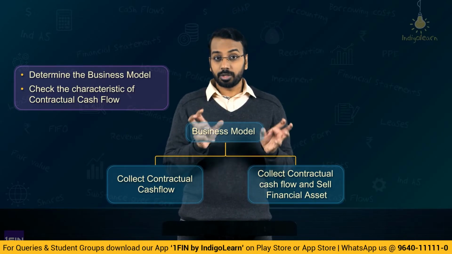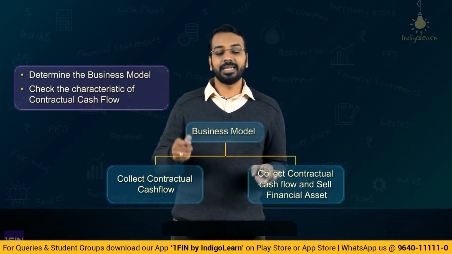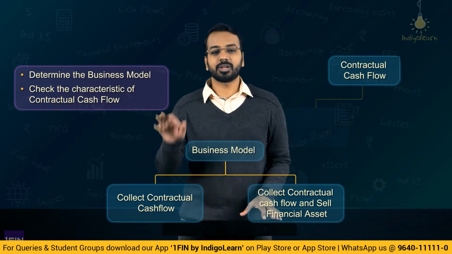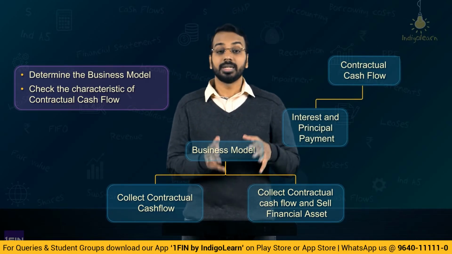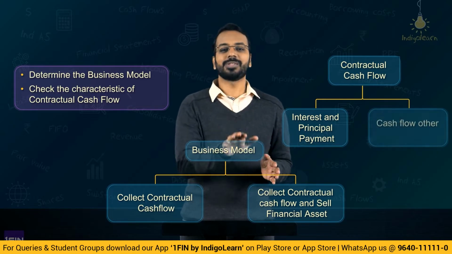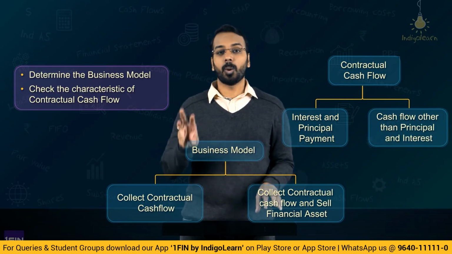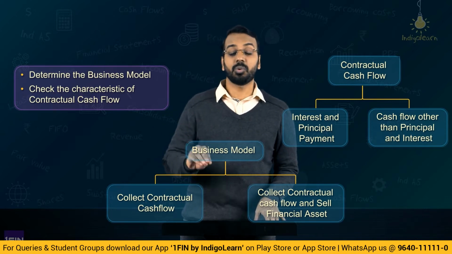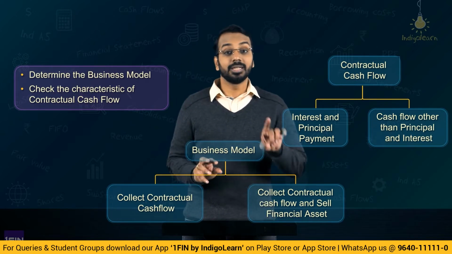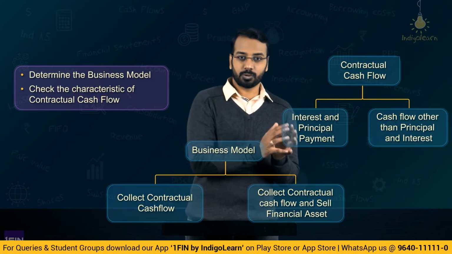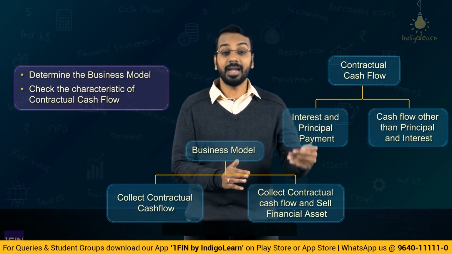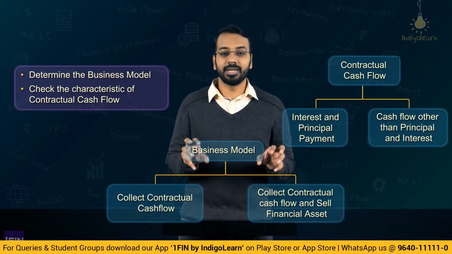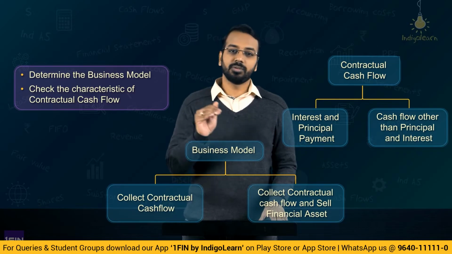So what you need to understand is whether the entity receives contractual cash flows which are solely the payments of principal and interest, or there are cash flows other than principal and interest. So two categories: one, only the principal and interest payment. The second category is other cash flows also. So there may be principal, interest and some other kind of cash flows. That is what we need to understand and determine in the contractual cash flow characteristic.